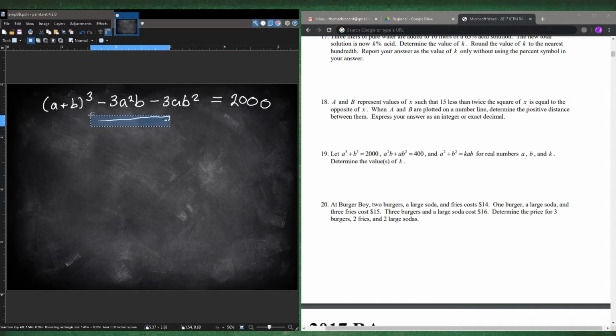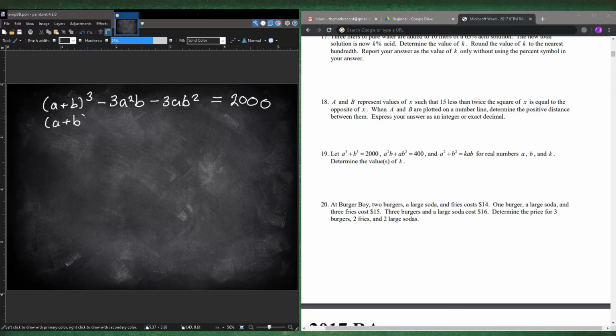From this point, what I usually like to do is that if I see any repeats, I like to distribute them out. So we have (a plus b) cubed, and we see a 3 and an a and a b, right? So distribute that out. We make a parentheses. So 3a squared b divided by 3ab, that's just a. And do the same thing for this, 3ab squared divided by 3ab, that's b, parentheses, equals 2000, right?